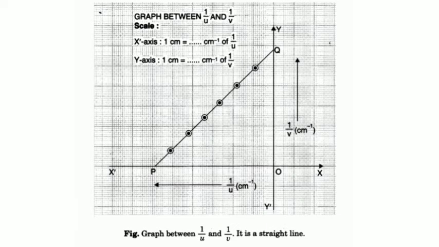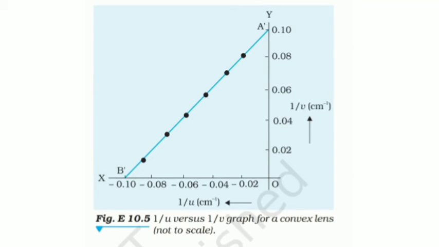Now, another graph is drawn between 1 by u and 1 by v. Here also, as u is negative, it corresponds to the negative x coordinate. 1 by v is drawn on the y-axis and 1 by u on the negative x-axis, and when we mark the corresponding points, we will get a straight line. That straight line will meet the y-axis at one position and the x-axis at another. Those two corresponding distances can be found out. One example of such a graph is shown here.